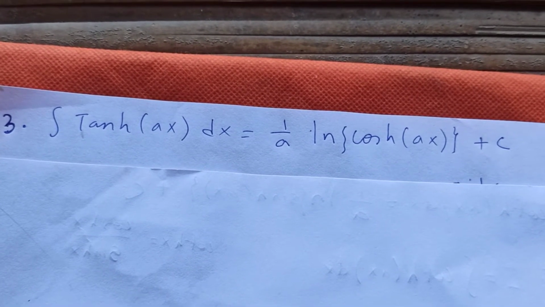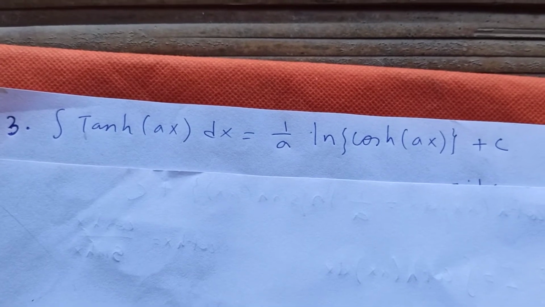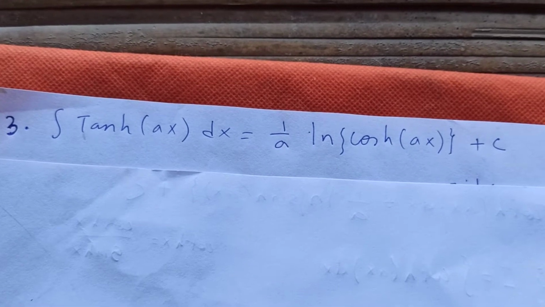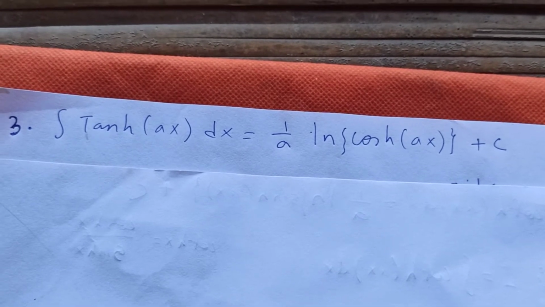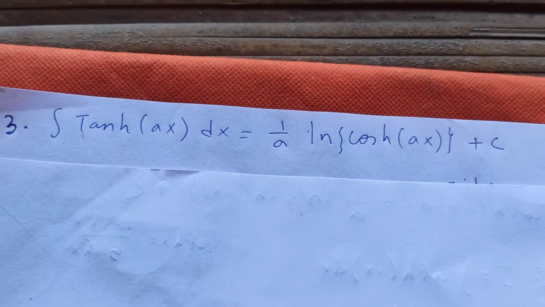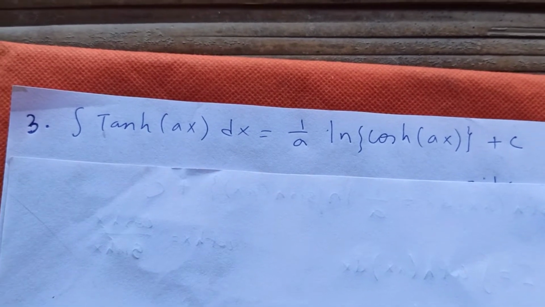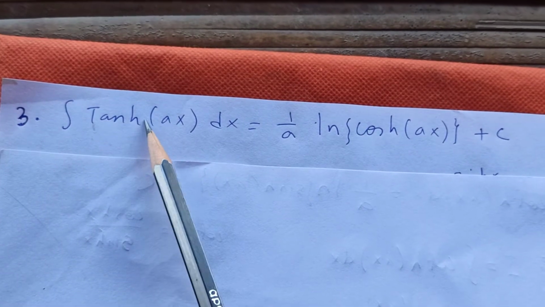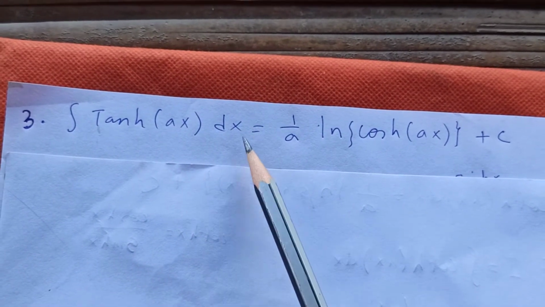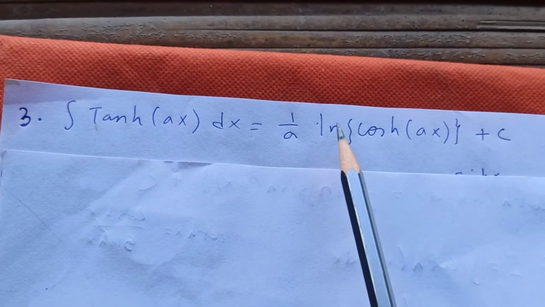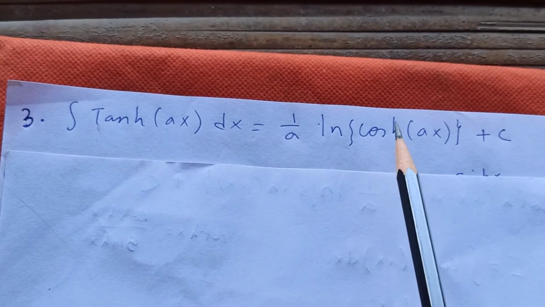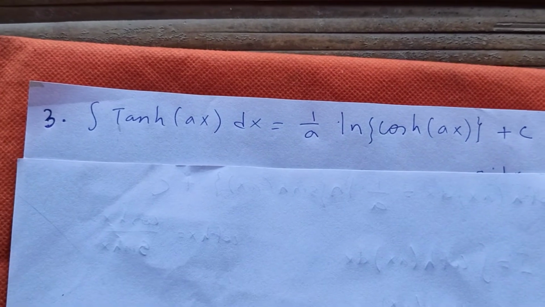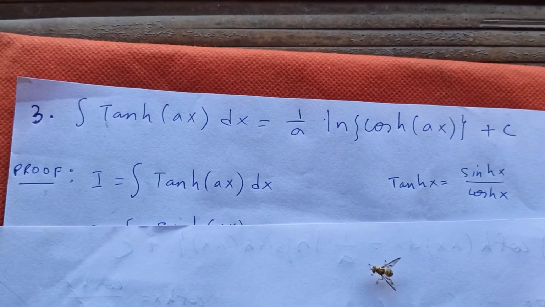In the last video we proved the integral of sine hyperbolic and cos hyperbolic, right? So now let's discuss tan hyperbolic. I name it as number 3. Now we are going to integrate tan hyperbolic of ax dx, which is nothing but 1 upon a natural log of cos hyperbolic of ax plus constant of integration. Okay, now let's prove it.